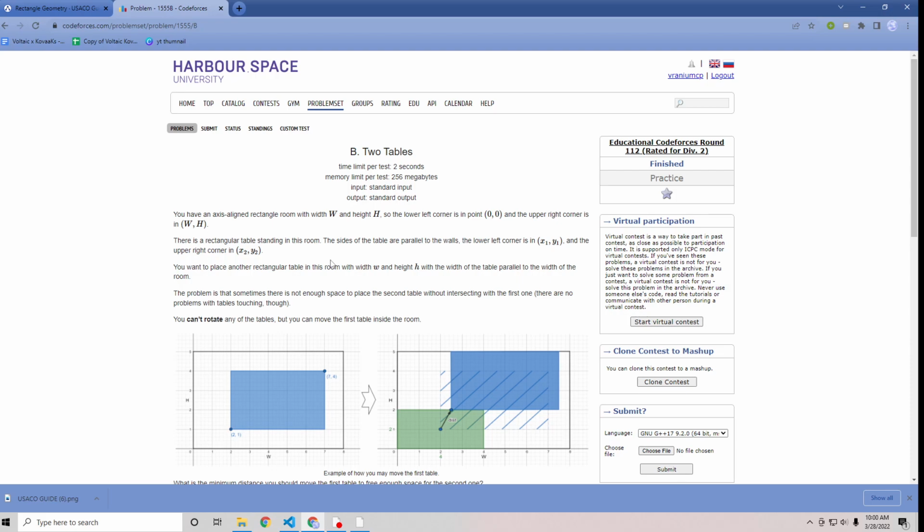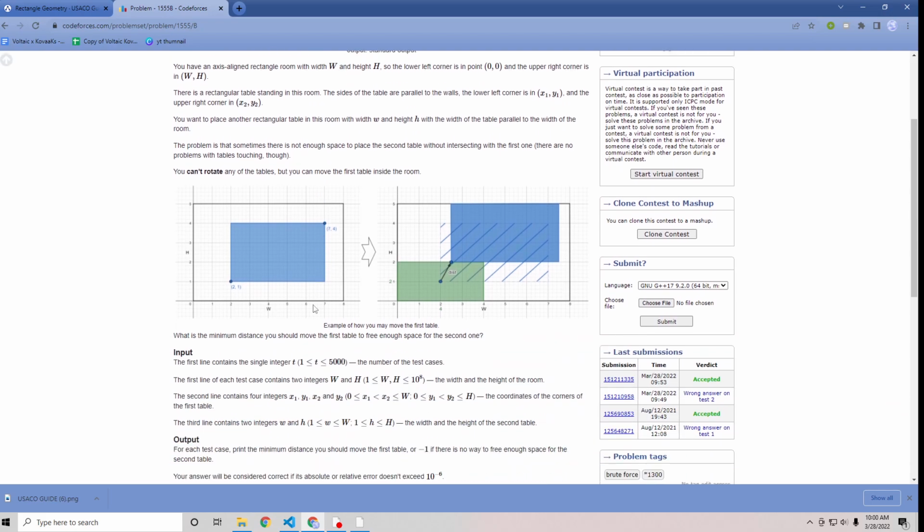You want to place another rectangular table in this room with width small w and height small h, with the width of the table parallel to the width of the room. The problem is that sometimes there is not enough space to place both tables in the same room. You cannot rotate any of the tables, but you can move the first table inside the room. What is the minimum distance you have to move the first table to free enough space for the second one?